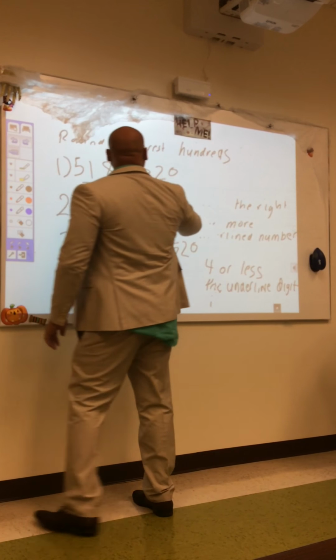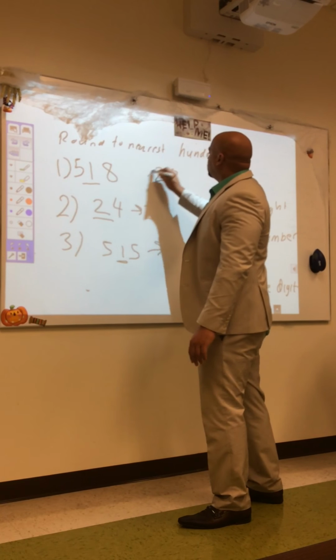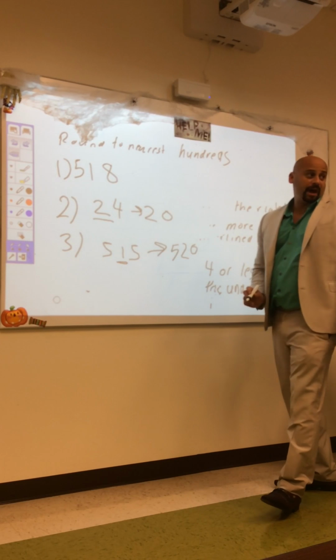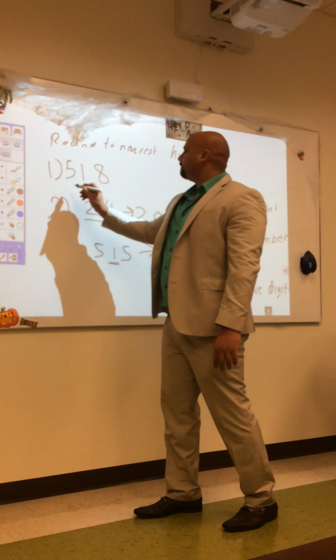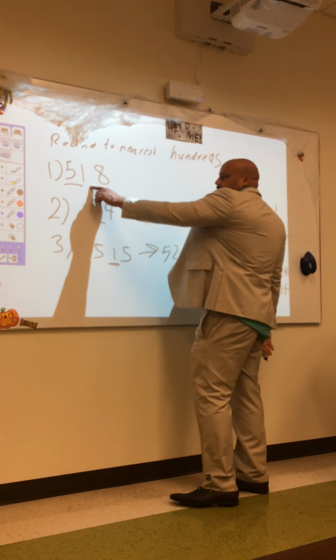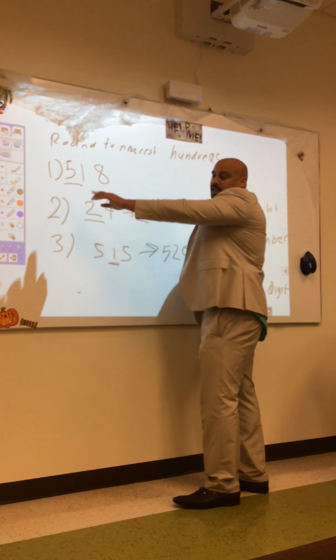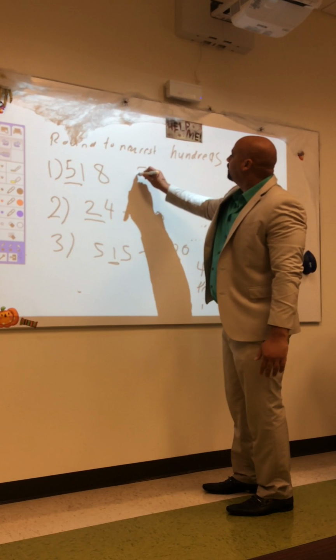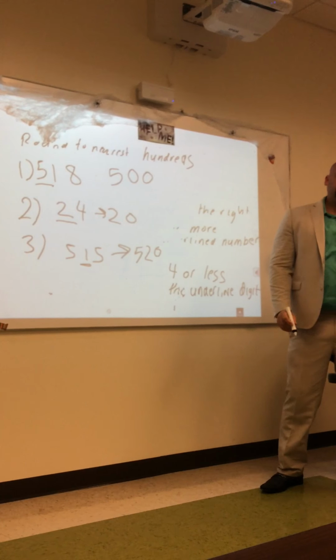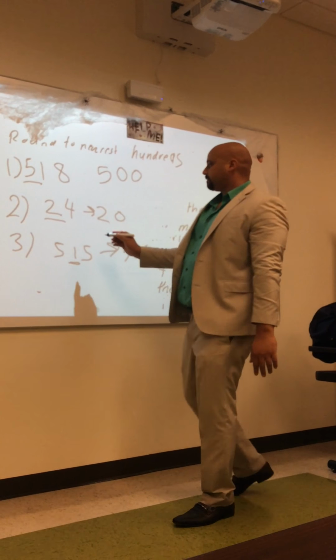Let's erase this. So what's the hundreds place here? What number? The 5, right? So we underline the 5, and we look to the right. Is that number 5 or more? No. So if it's not, we keep the 5. And the rest become what? 0. The rest becomes 0. Is that clear? Let's try it.